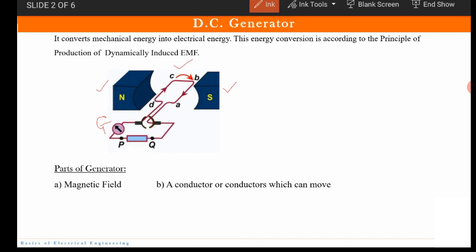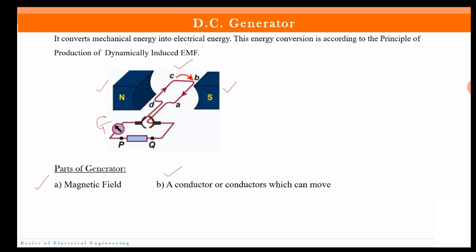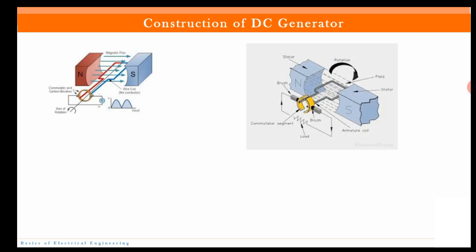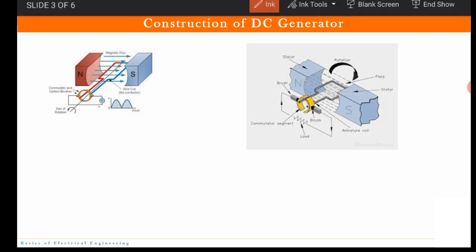So what are the parts of a generator? You need to have a magnetic field, and you need to have a conductor, or conductors if you have n number of turns, which can move. If you have this arrangement, you can generate the signal. Now let us see how the construction of a DC generator looks. Here the schematic diagram is given.